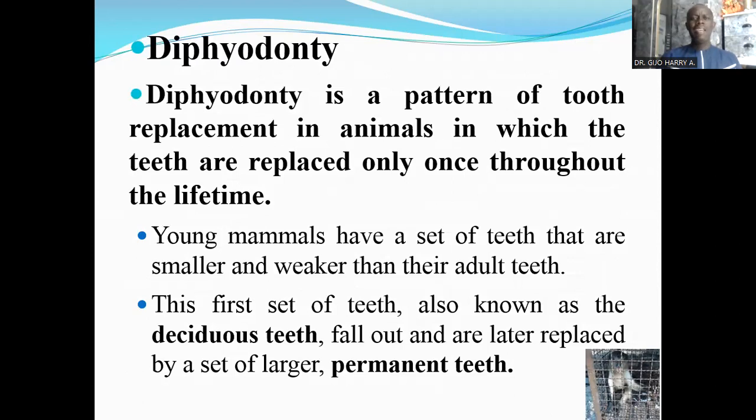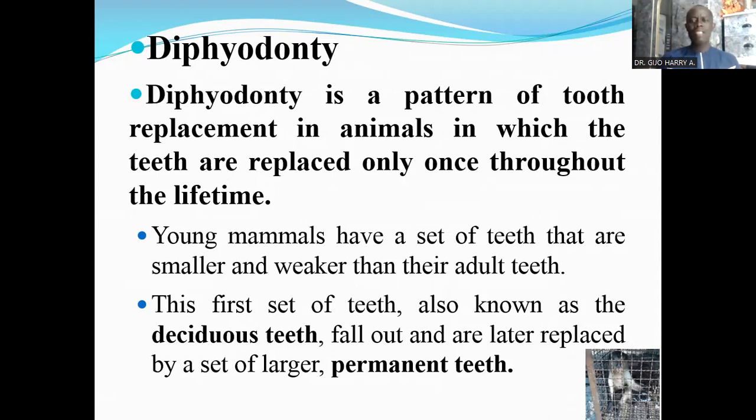Mammals also exhibit what we call diphyodonty. And what is diphyodonty? Diphyodonty basically means a pattern of tooth replacement in animals in which the teeth are replaced only once throughout lifetime. Like in humans, once a child is up to 6, 7 years, the milk teeth or the deciduous teeth are replaced by the permanent teeth.